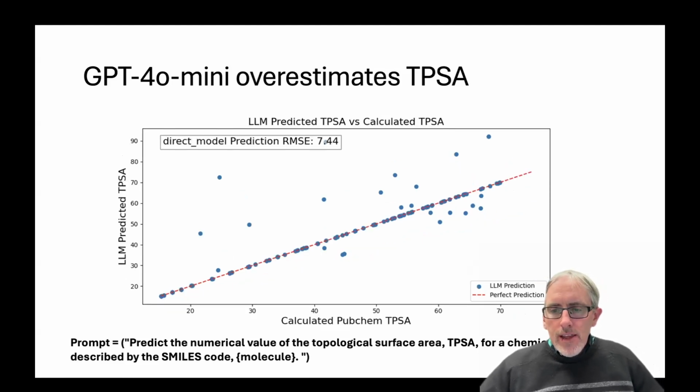The technique, which I'll break down in a second, using RAG and MIPRO, did a good job in most cases of improving those predictions and getting onto a perfect prediction, although there remain outliers. So this is reducing the amount of hallucination, but not eliminating it. The root mean square error is 7.44 in that case. In the baseline case, the direct prompt without these additional flourishes is just asking the LLM to predict the topological polar surface area given a SMILES code.